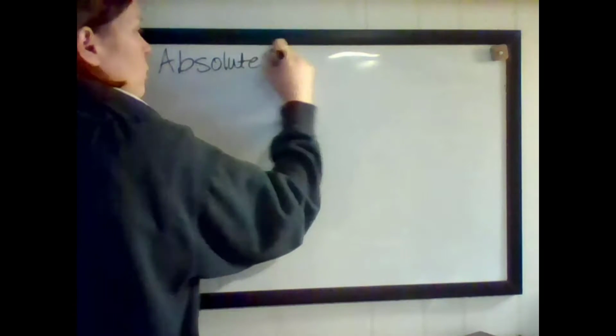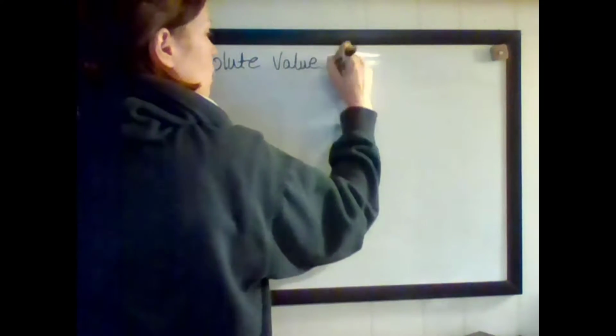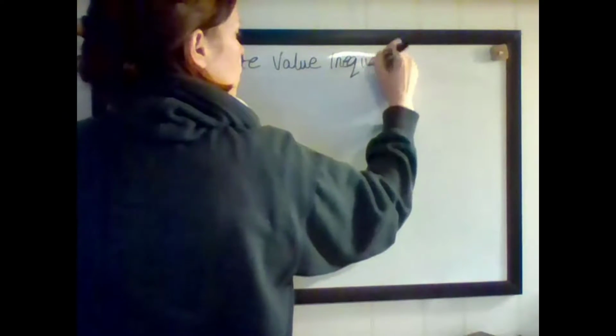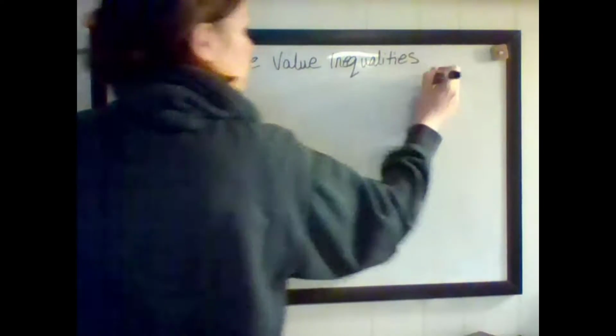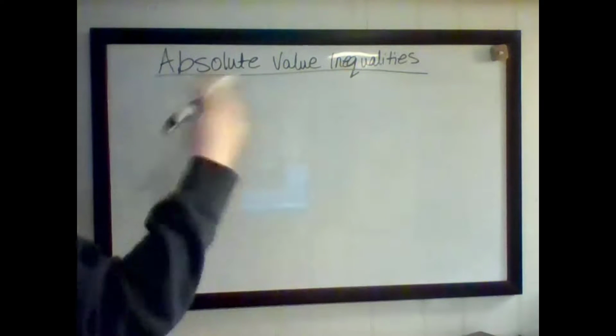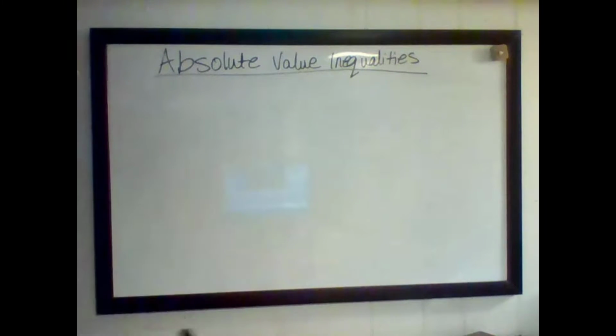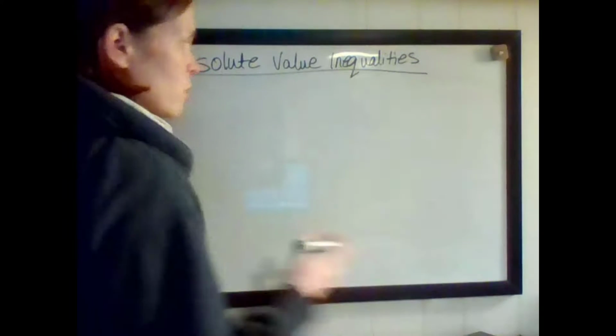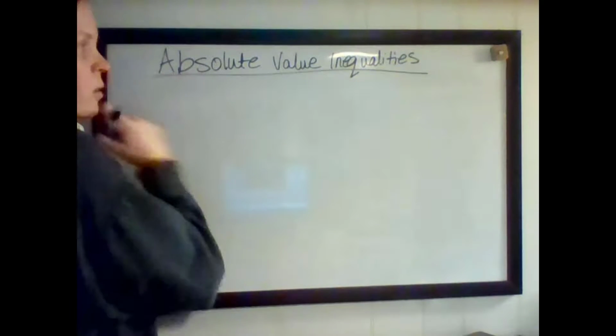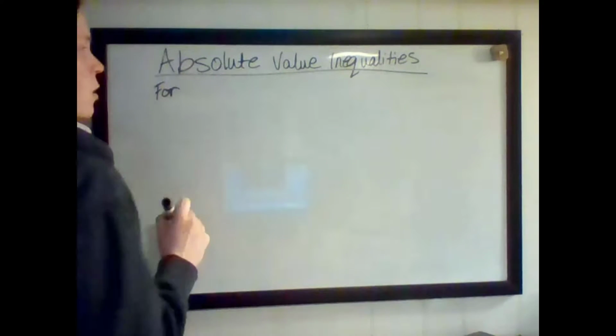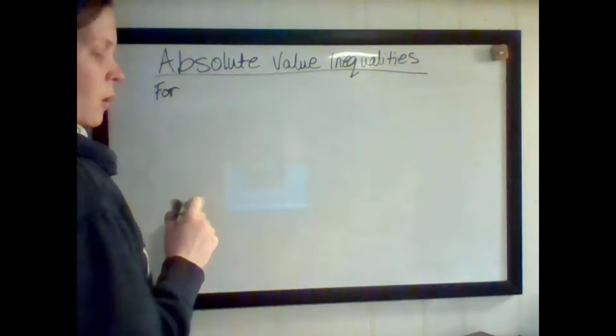Absolute value inequalities. So we're dealing with the absolute value symbol and greater than or less than, greater than or equal to, less than or equal to symbols. So I'm going to give some definitions first, and then we'll do a couple examples, talk about why these make sense.